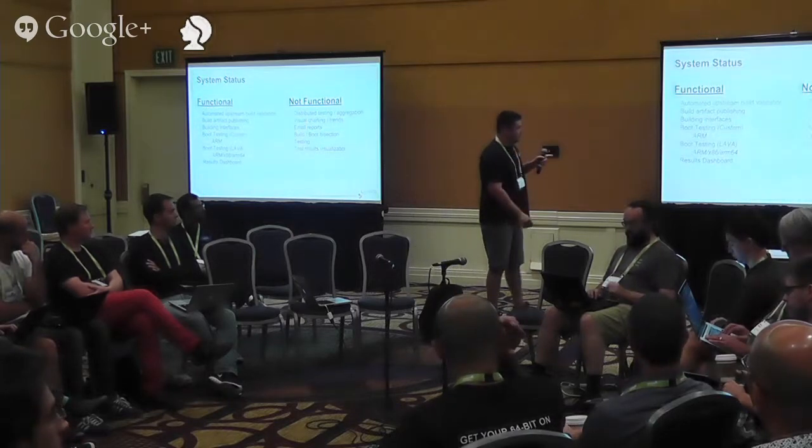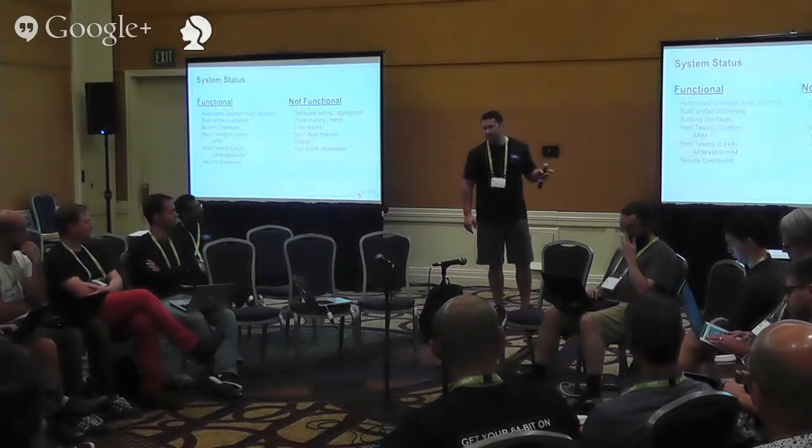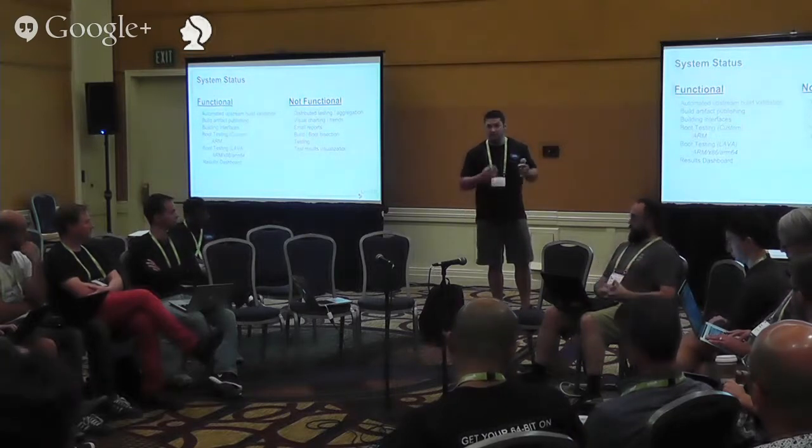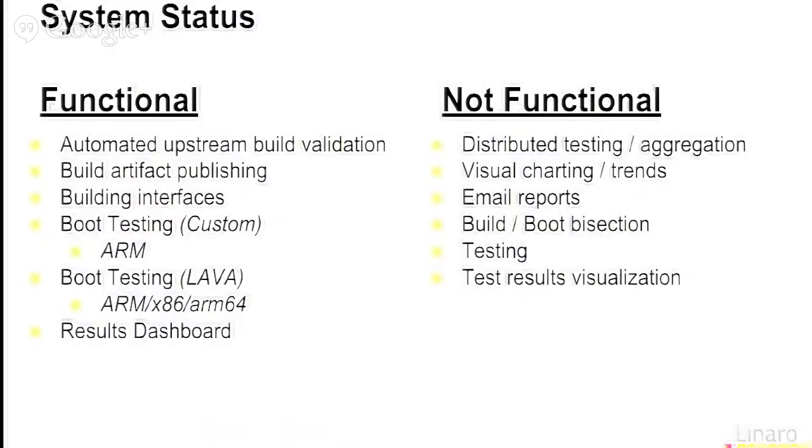So visual charting and trends. I think this is going to be big. This is really what we need that we don't currently have, and this is one of the next steps that I'm going to propose that we do. Email reports. Kevin's been sending them out on the mailing list, and it's using this system. So that email that you see on the Linux kernel build mailing list is generated from all of this.